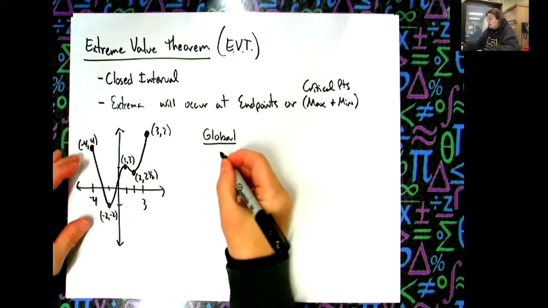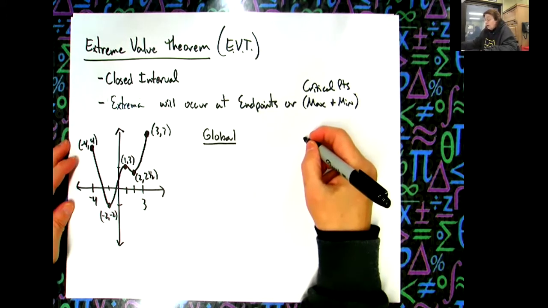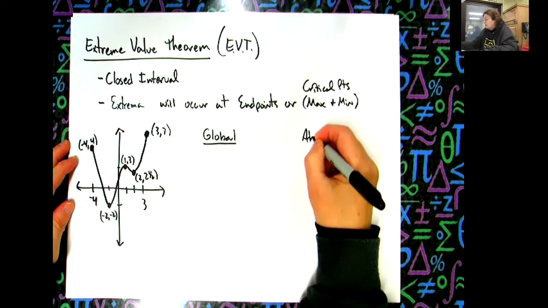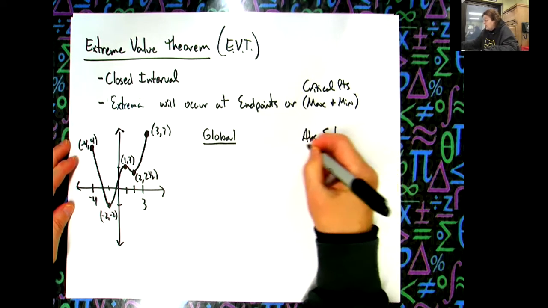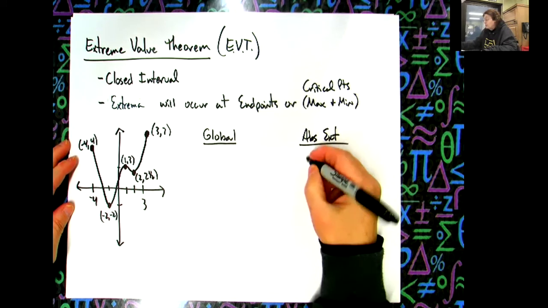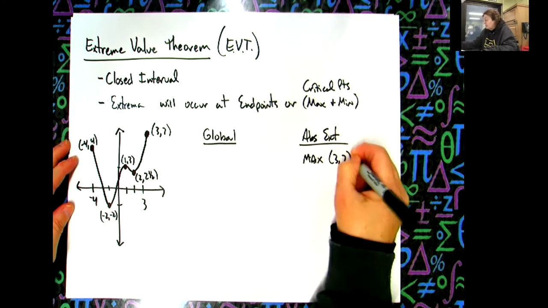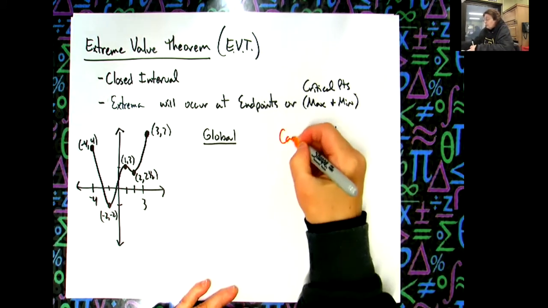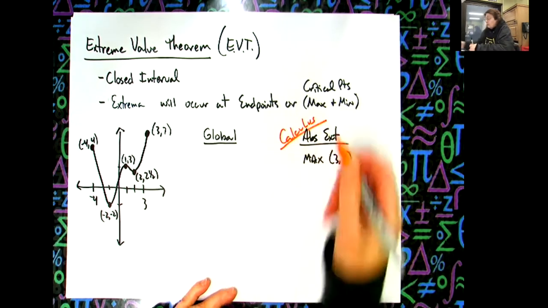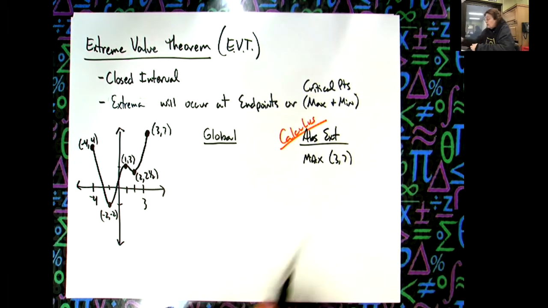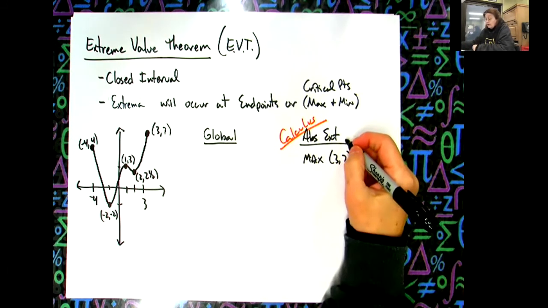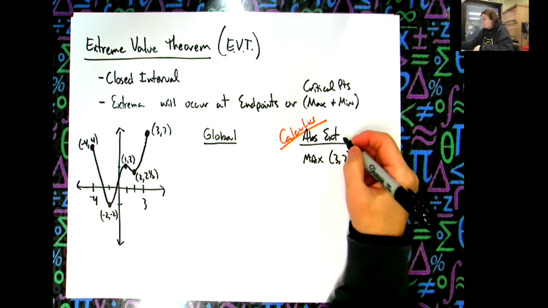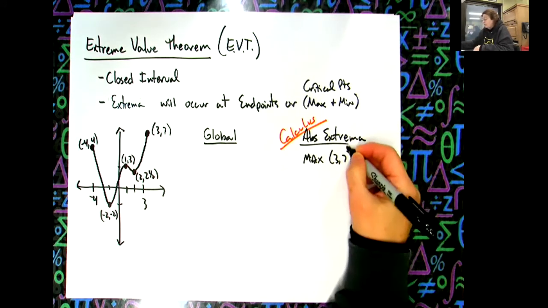Now in calc, we would just say that we have an absolute extrema. We would say our max is at (3, 7). So this is what we would do in calc. We would say, what's our absolute extrema? Well, the max is 7 because in that interval, that's the maximum point that this portion of the graph reaches.